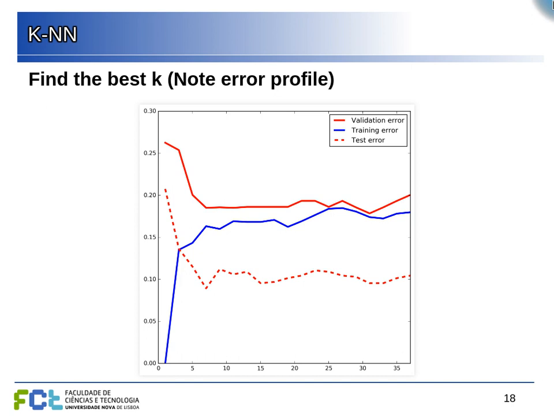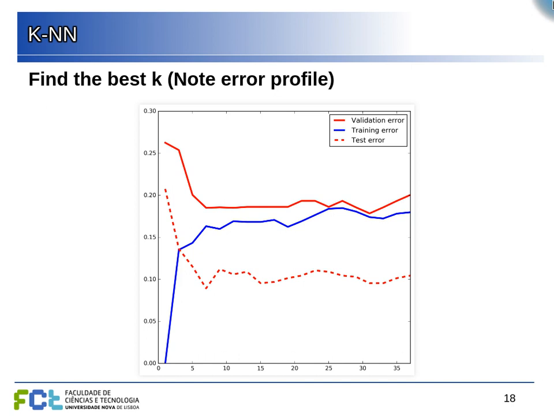So this is an example for this data. This is the cross-validation error here in red. This is the training error in blue. And one thing that you can see with k-nearest neighbors classifiers is this characteristic pattern for the training and cross-validation error.